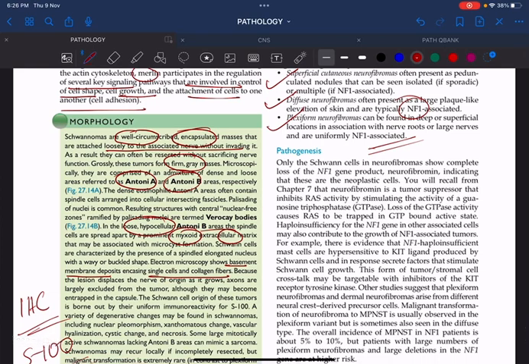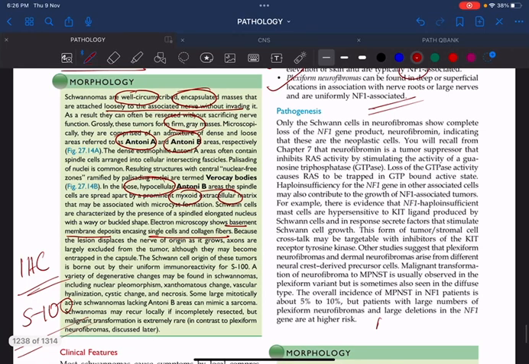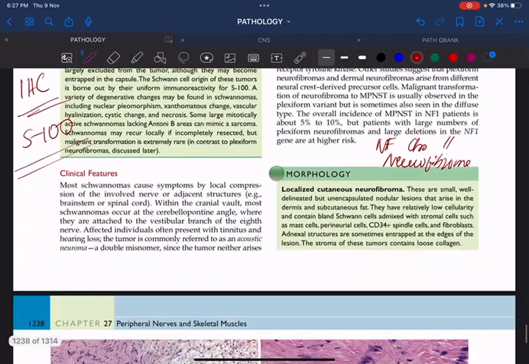Only the Schwann cells in neurofibroma show complete loss of neurofibromin 1 and neurofibromin 2. Just remember, the neurofibromin 1 gene is on chromosome number 11, which codes for a protein called neurofibromin, and neurofibromatosis type 2 on chromosome number 22 codes for a protein called merlin. Both are involved in a cell signaling pathway, the receptor tyrosine kinase or KIT receptor tyrosine kinase pathway, which is responsible for cell growth, differentiation, and cell adhesion.